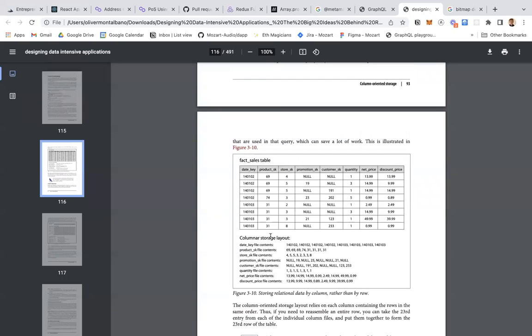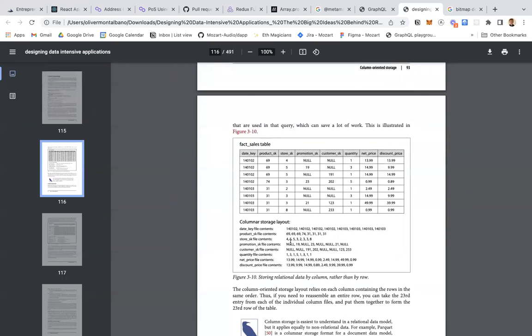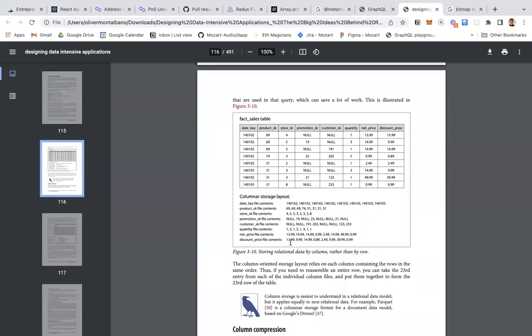Column storage layout would be... What figure are you looking at? Oh, you can see, yeah, 3-10. 3-10. All right, because I was looking at 3-11. So I was just thinking about it, I just want to make sure.